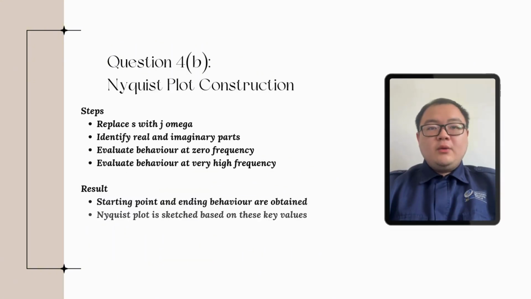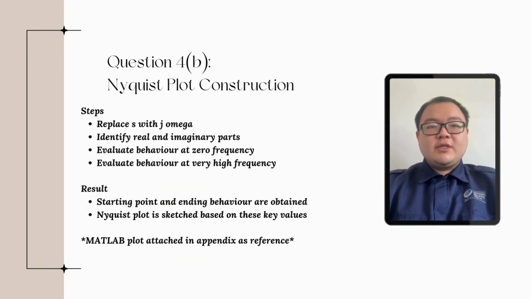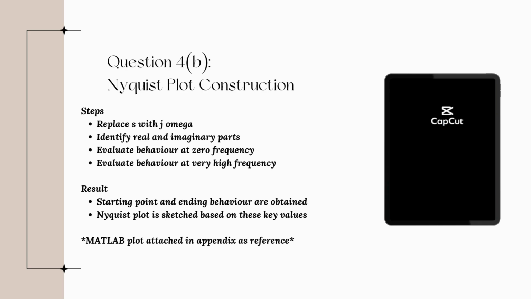For question 4, part B, we are required to sketch the Nyquist plot for the given system. To obtain the Nyquist plot, the frequency response is analyzed by identifying the real and imaginary parts. Key values are considered when the frequency is 0 and when the frequency becomes very large. These values determine the starting point, ending behavior, and overall shape of the Nyquist plot.